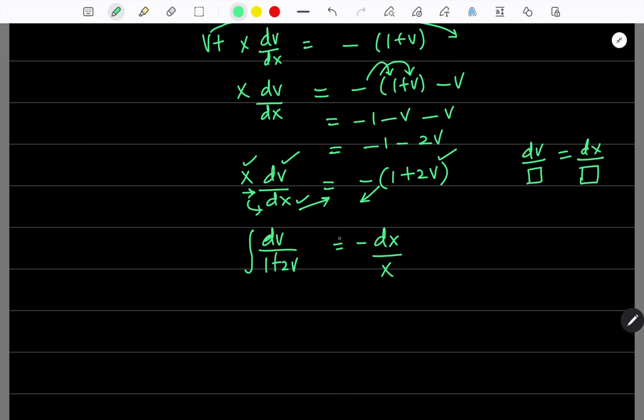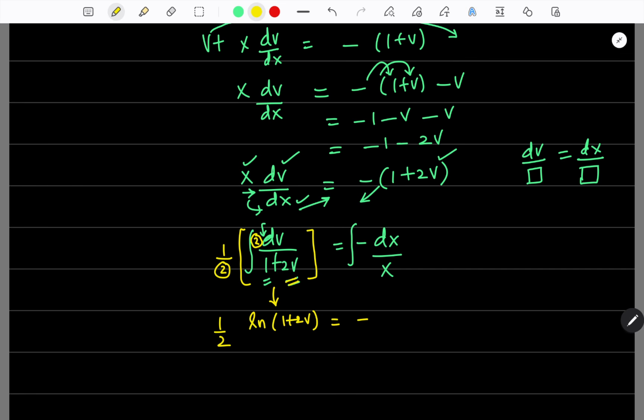Now let me integrate this one. Look here, the derivative of 1 is what? 0. What's the derivative of 2v? 2. Is the 2 available in the numerator? No. So we need to adjust this 2. Let me put this 2 here and I will put 1 by 2 outside. Clear? So what happens? Derivative of 1 is 0 and derivative of 2v is 2. So I can take ln of the absolute value of 1 plus 2v, but we are not putting the absolute value, no problem.